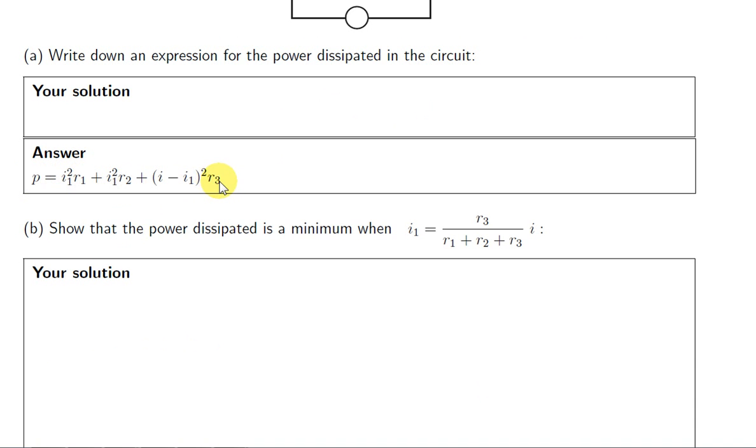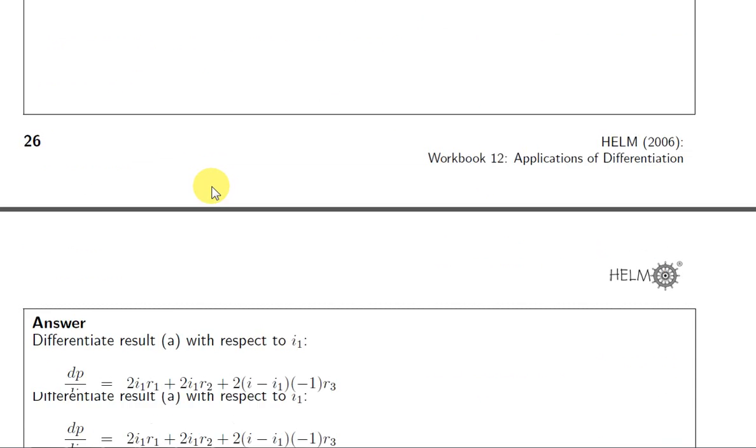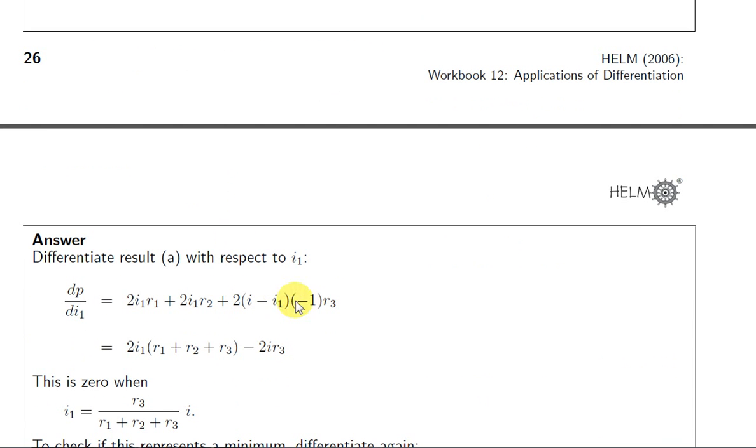Now, we could expand this out or just use the chain rule. If we differentiate this, we bring the 2 in front, we get 2(I minus I1) to the power 1 times the derivative of what's inside, which is minus 1. The derivative of minus I1 with respect to I1 is the coefficient of I1, which is minus 1. The derivative of I is 0, since it's a constant. And the R3 is just a constant, so that just sits there. So this is what we get.